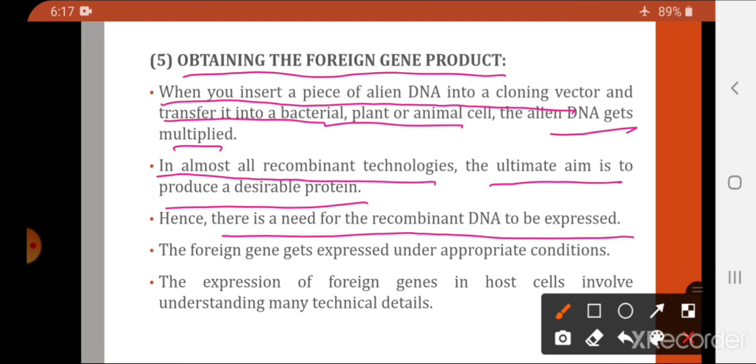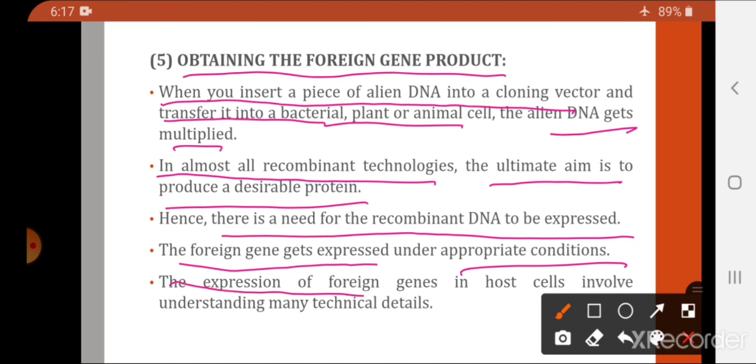कोई भी रिकॉम्बिनेंट डीएनए टेक्नोलॉजी का मेन एम क्या है कि प्रोटीन्स को बनाना. प्रोटीन्स को बनाना यानी जो भी रिकॉम्बिनेंट डीएनए हमने होस्ट सेल में डाला है, वो डीएनए एक्सप्रेस करना पड़ेगा. अगर डीएनए एक्सप्रेस हुआ, प्रोटीन बनेगा. अगर डीएनए एक्सप्रेस नहीं हुआ, it means the proteins won't be formed. The foreign gene gets expressed under the appropriate conditions.